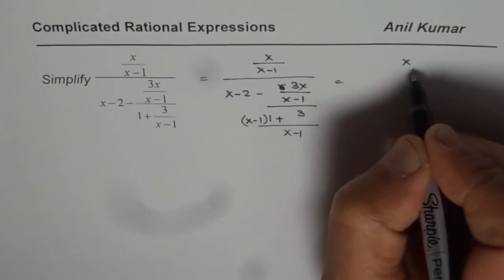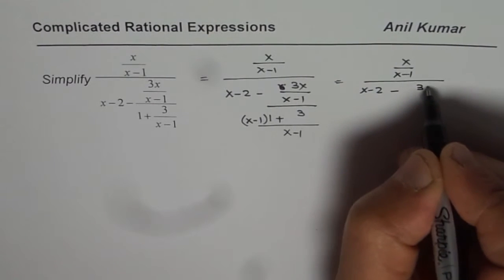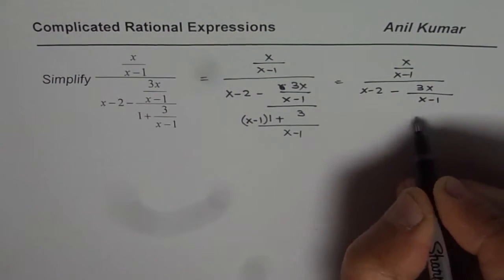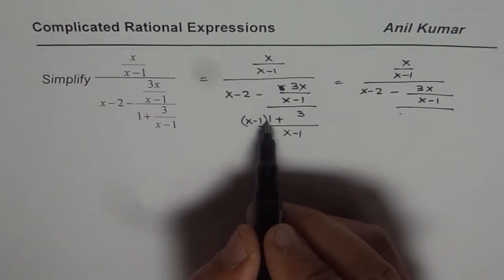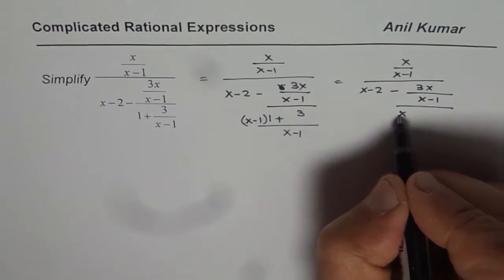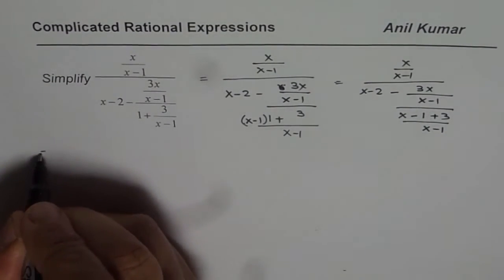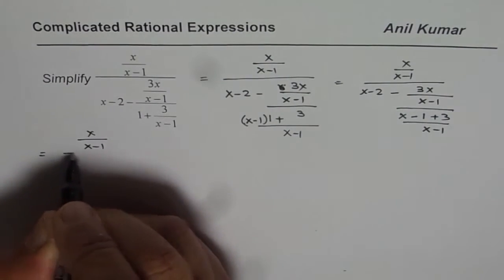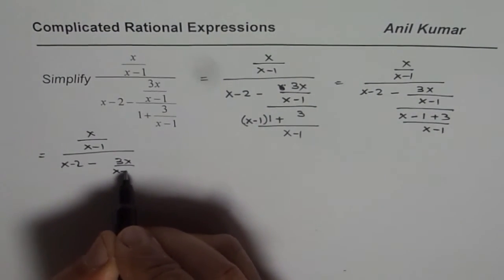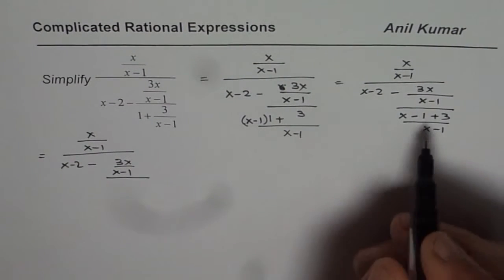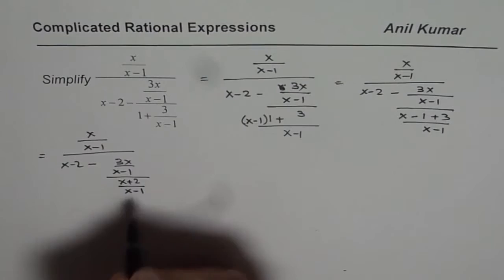So now we could write our expression as x over x minus 1 divided by x minus 2 minus 3x over x minus 1, divided by, if you simplify this, we get x minus 1 plus 3 divided by x minus 1. Correct? Let's continue. So we have x over x minus 1 over x minus 2 minus 3x over x minus 1, over x minus 1 plus 3, which gives us x plus 2, right? So we have x plus 2 over x minus 1.